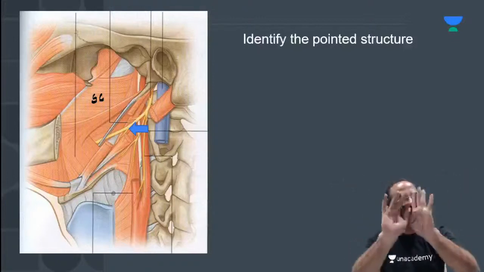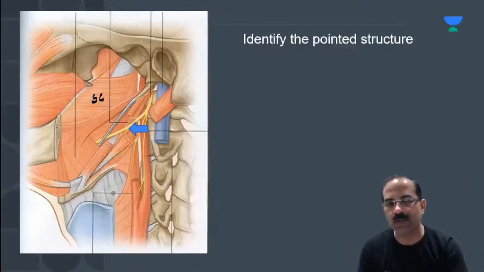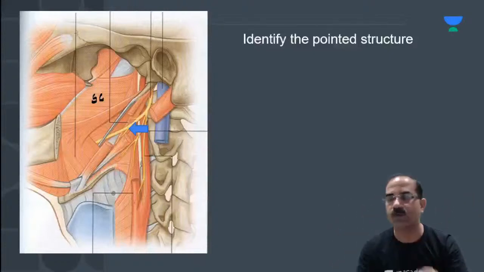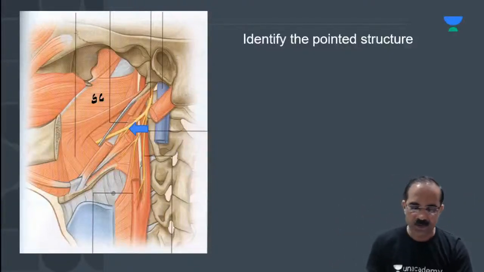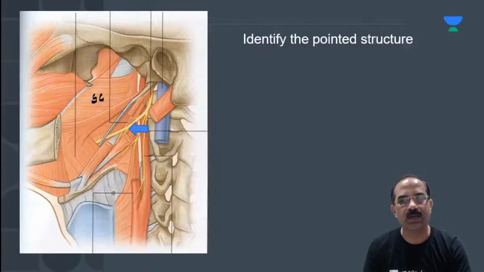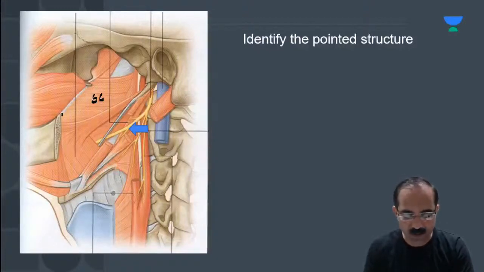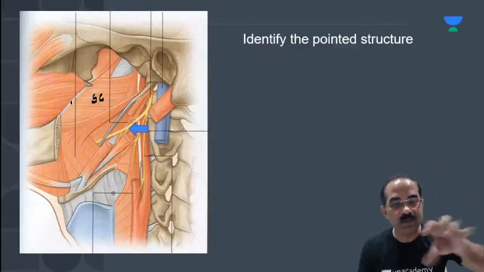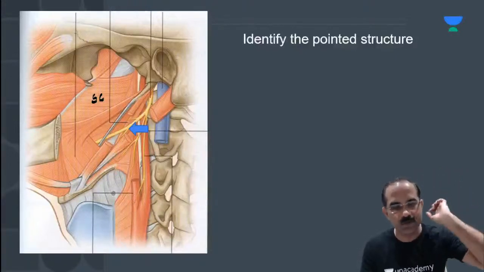constrictor. We have three constrictor muscles of the pharynx. One is the superior constrictor, one is middle, and one is inferior constrictor, correct? So which muscle is this? This is the superior constrictor, the one which arises from the pterygomandibular raphe. Is this clear to all of you students?